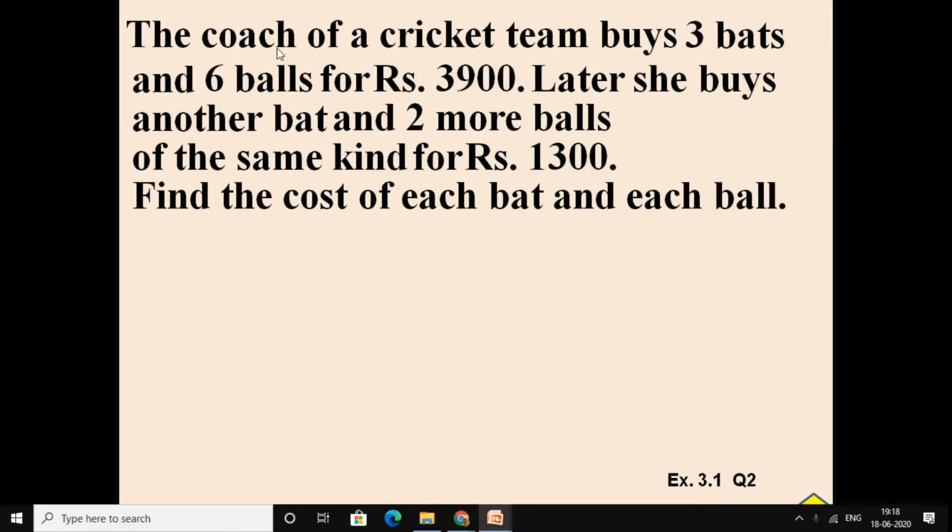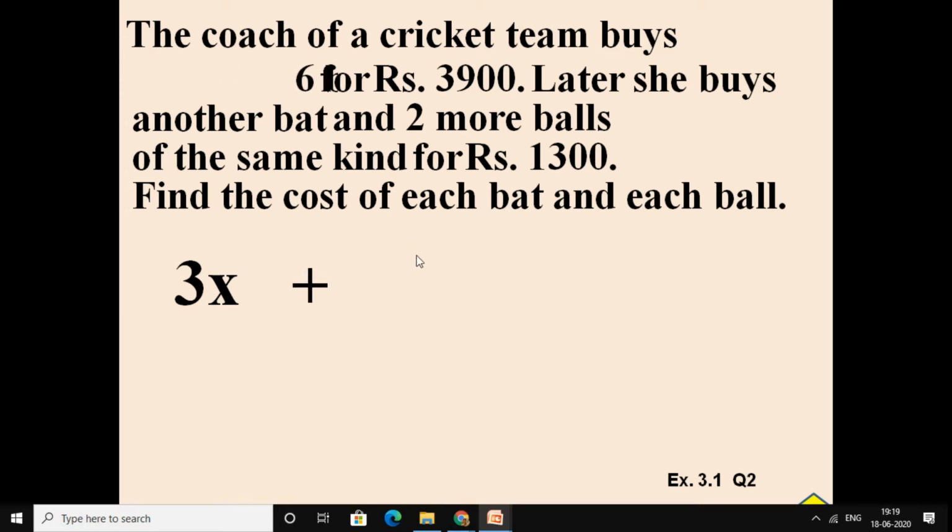So the question says the coach of a cricket team buys three bats. So bats is the item here. The quantity is three, and we are making an assumption that the cost of each bat is X and the cost of each ball is Y. So this becomes 3X plus six balls, because the cost of each ball is Y. So for six balls it becomes 6Y, equal to, and the total cost is 3900.